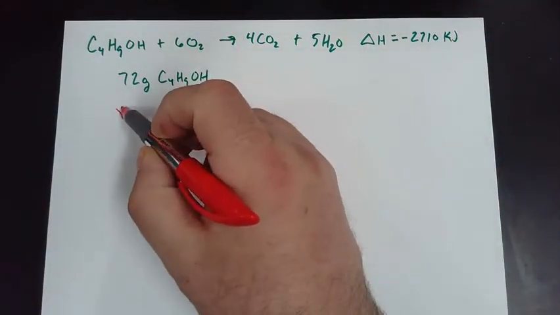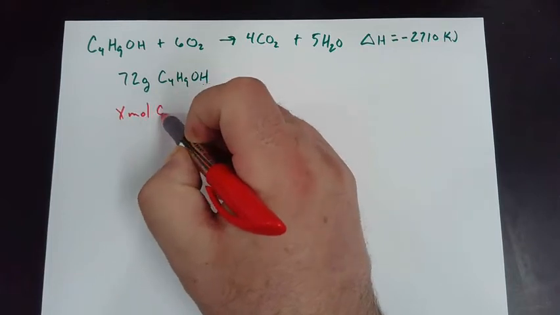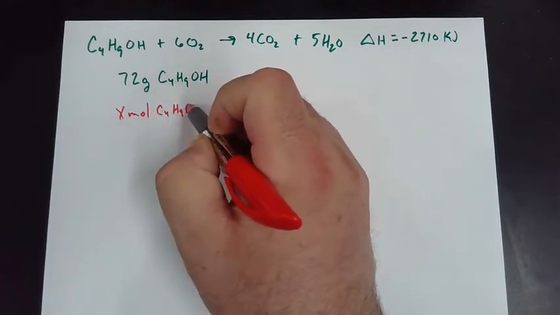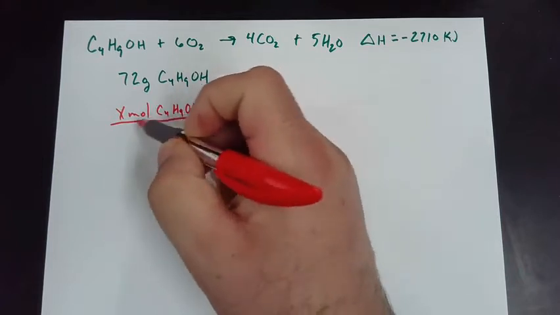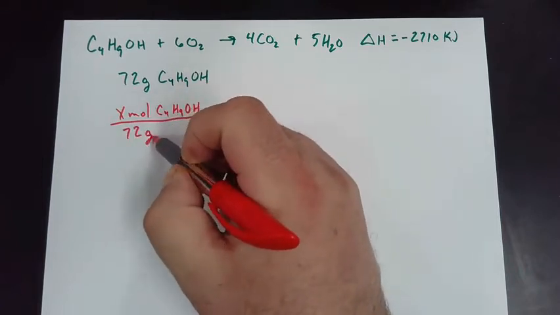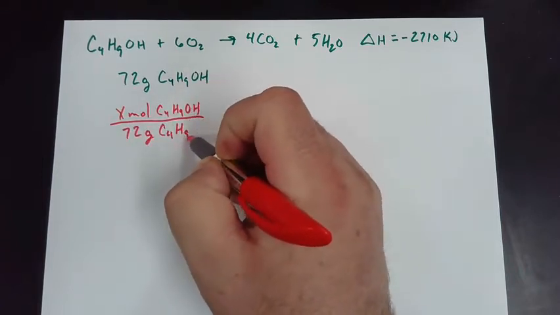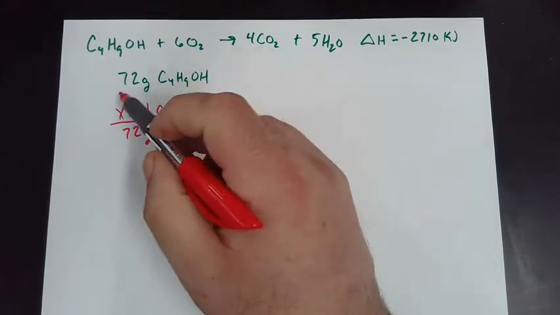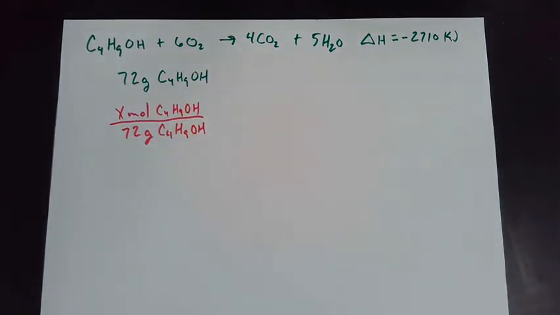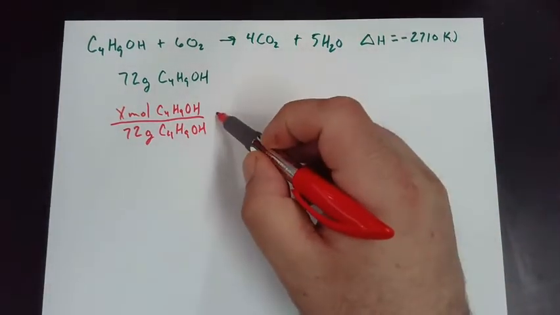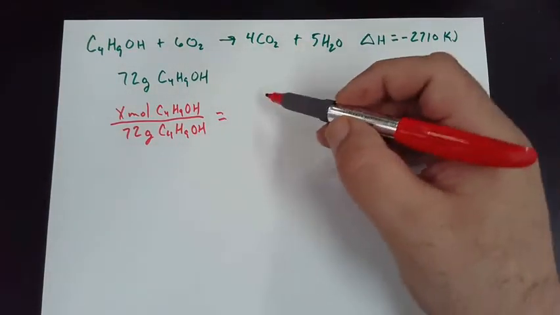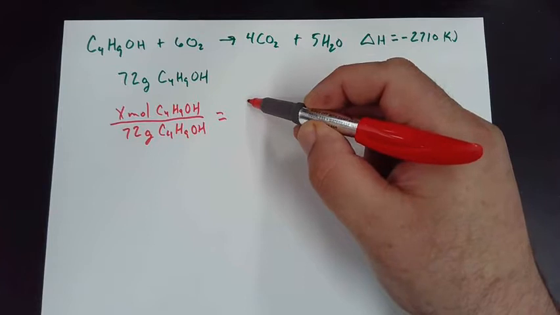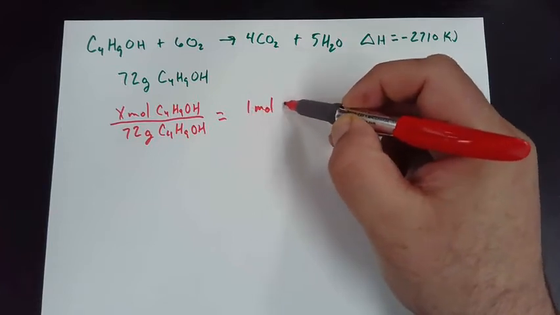So first step is X moles of C4H9OH over 72 grams of C4H9OH, because this is what's given. And what are we going to set this equal to? We have to find the molar mass, so it's going to be 1 mole of C4H9OH.